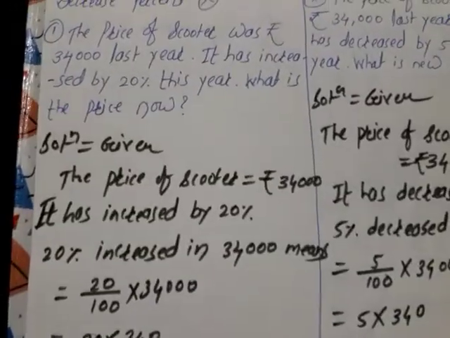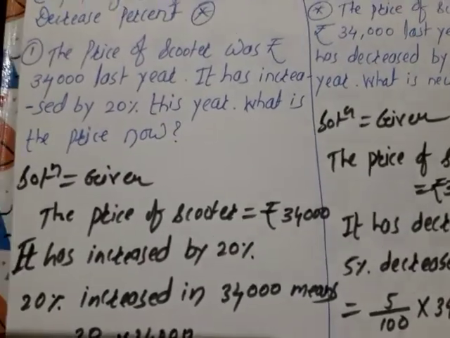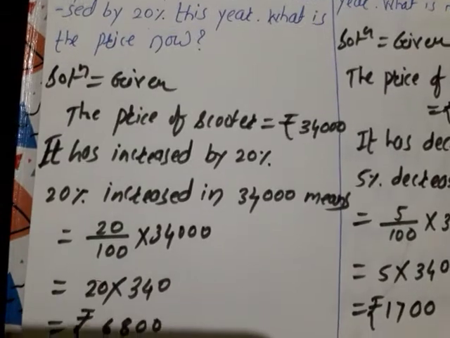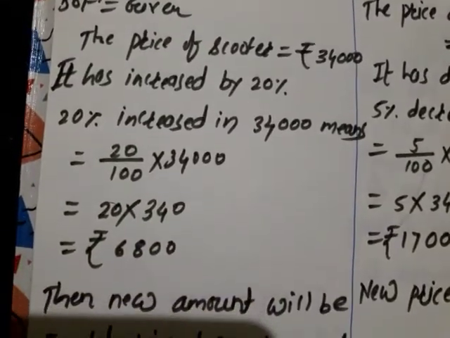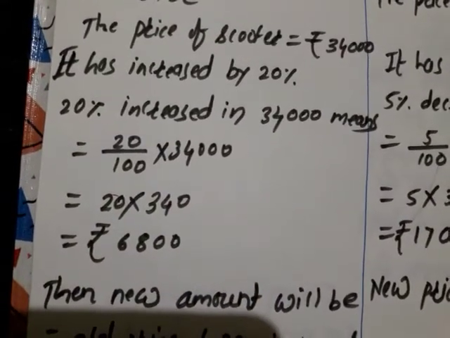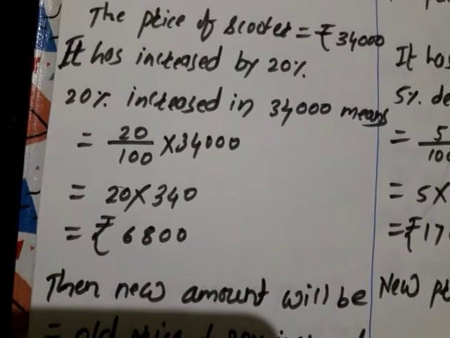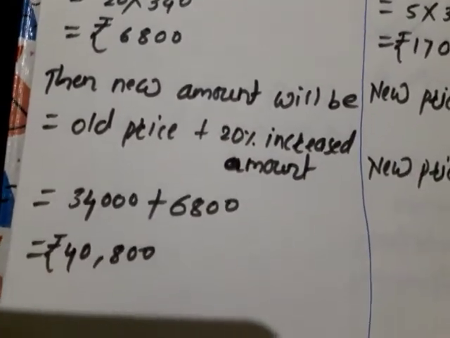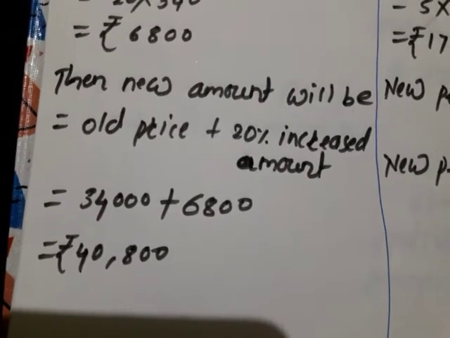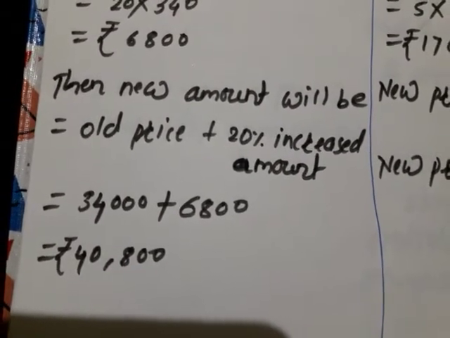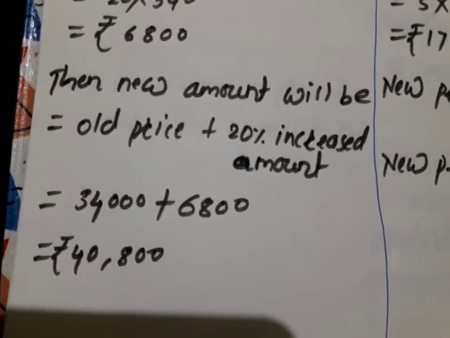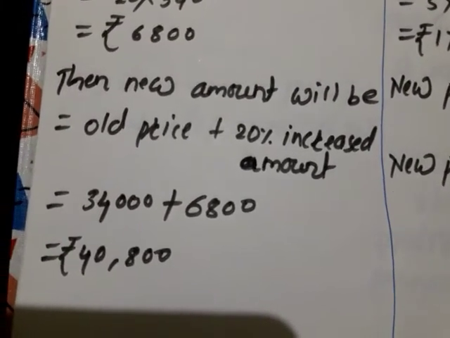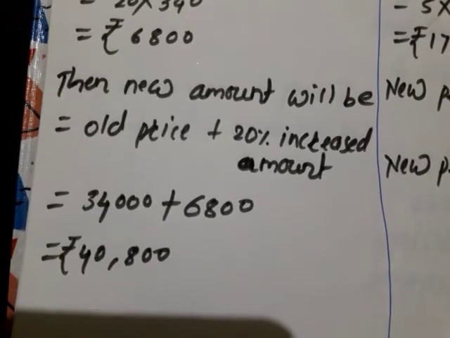Look here, first example. In the first example, the scooter price was increased by 20%. First of all, we found that 20% increase means how much amount is increased. We got here 6,600, and that amount we added to the old price, and we got here 40,800. Means whenever we are finding the increased amount, that time we have to add. Means after the increased amount, what we are getting will be after addition.